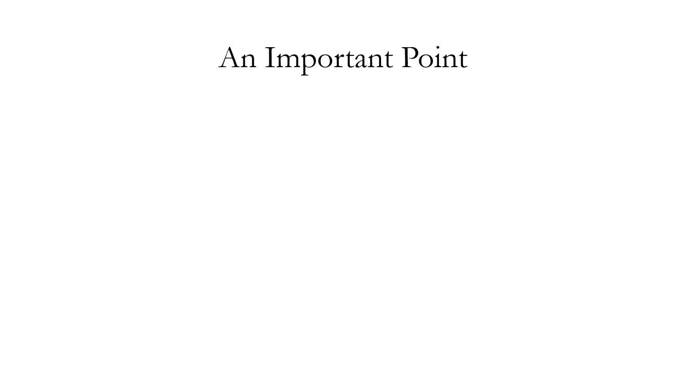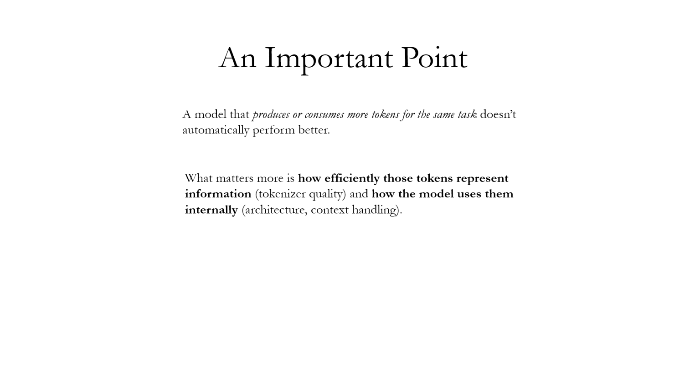First, I'd like to make an important point regarding what I just spoke about, with respect to the size. A model that produces or consumes more tokens for the same task doesn't automatically perform better. So when you see those token sizes, it's not necessarily something that will lead to better performance. There's multiple things that you have to take into account. What matters more is how efficiently those tokens represent information, right? The tokenizer quality and how the model uses them internally, the architecture and the context handling. So more does not equal better.